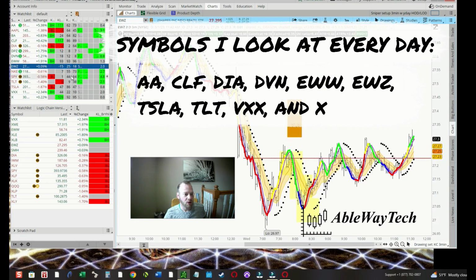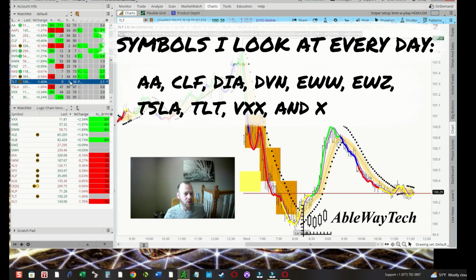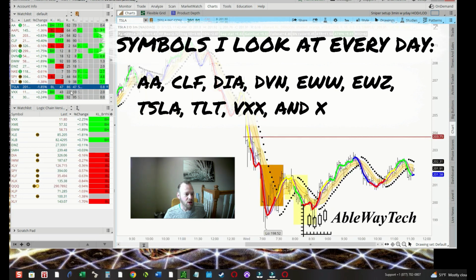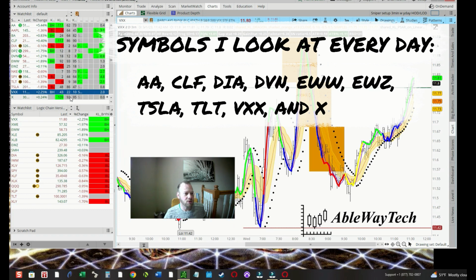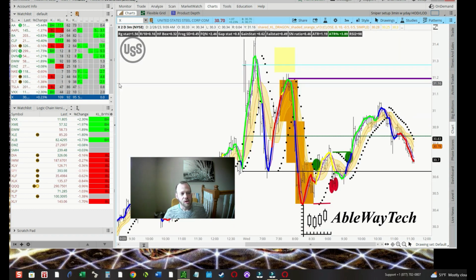the Brazil ETF. I always have SPY on there to look at the market. TLT, Treasuries, Tesla, VIX, the volatility, and X, US Steel. And those are ones that I always have every day because they move around a lot.